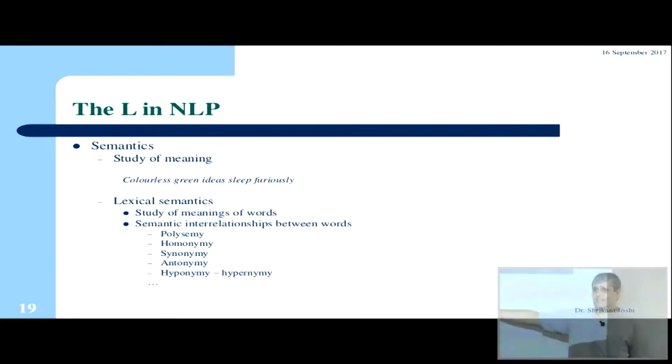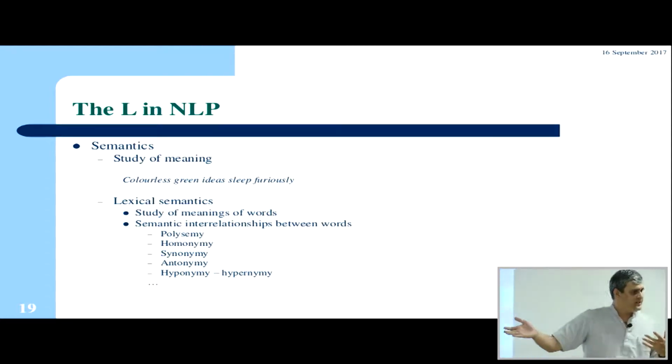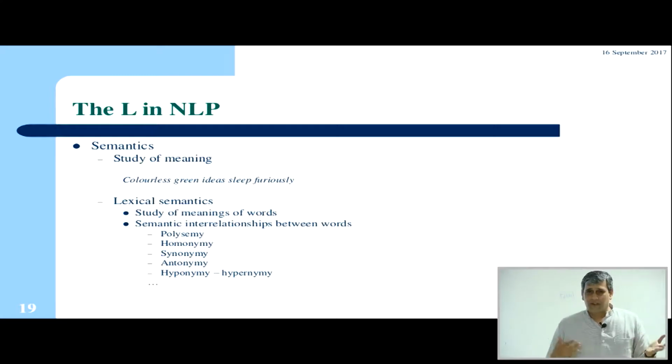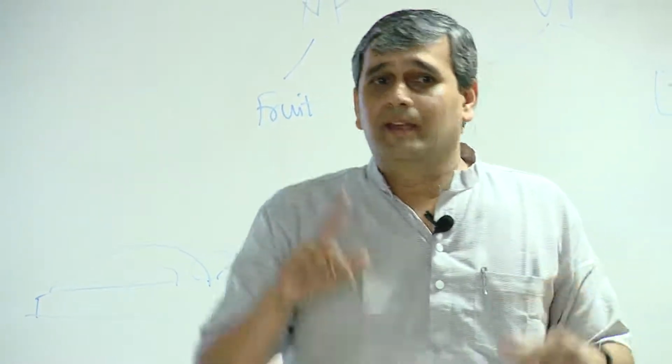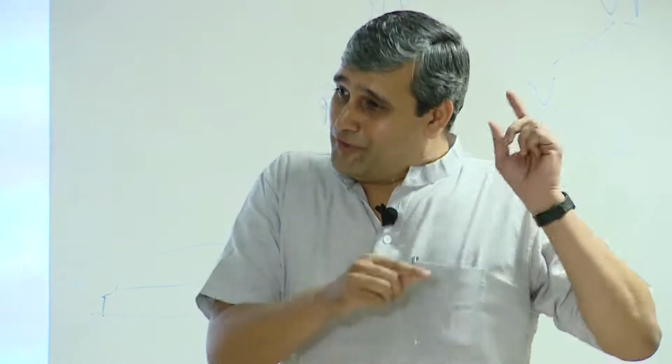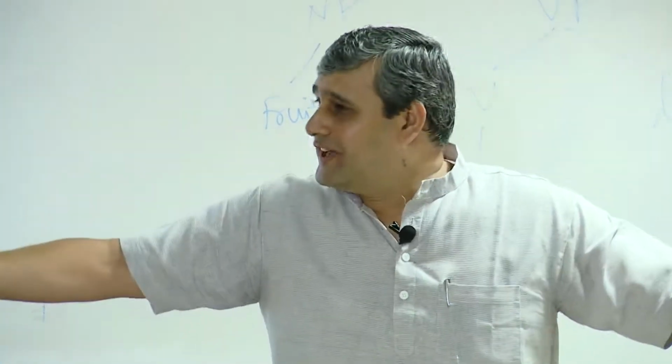Now you also have lexical semantics. The previous example was on the level of a sentence, but lexical semantics is the study of meanings of words, the interrelationship between words, like polysemy, homonymy, synonymy, antonymy, etc. You have heard of these terms. Polysemy, where one word has multiple meanings. Homonymy looks like one word has two meanings, but actually it's two different words that look like the same word. Obviously they have two different meanings.